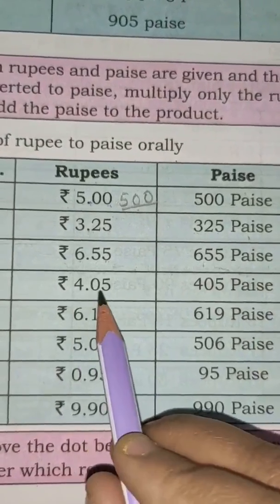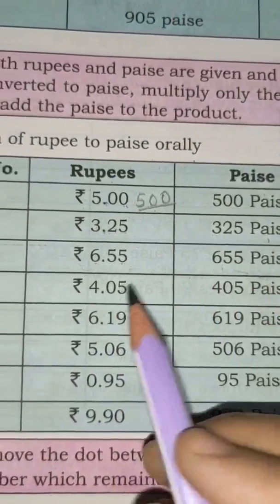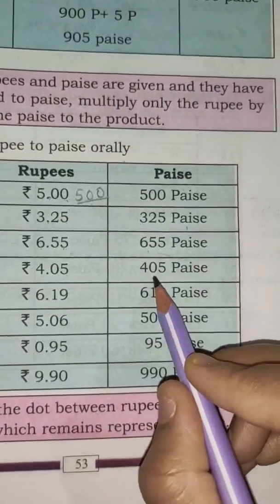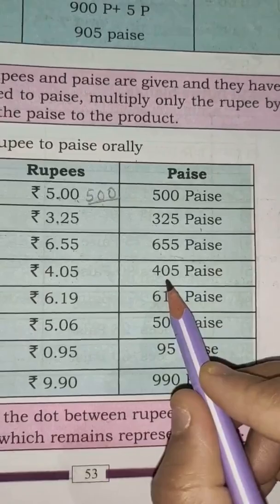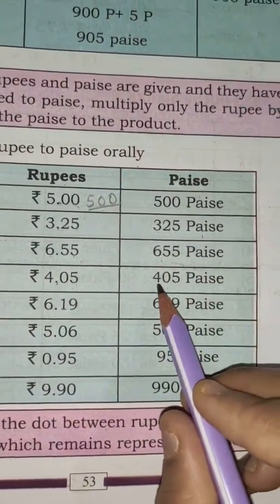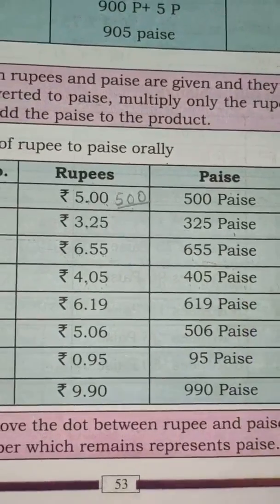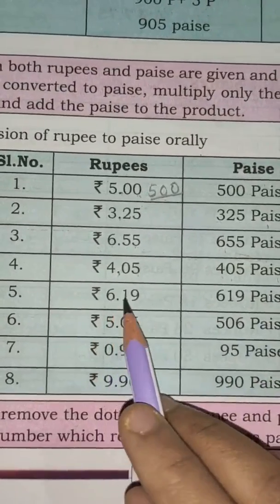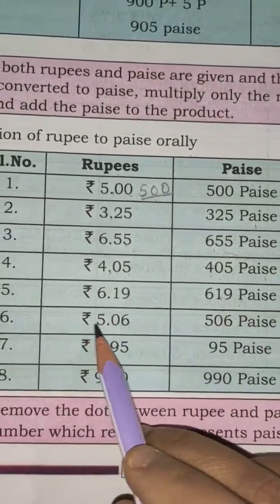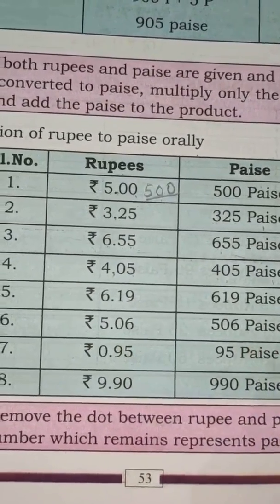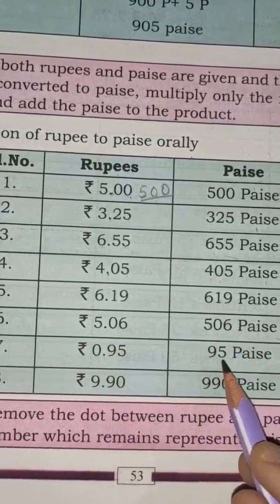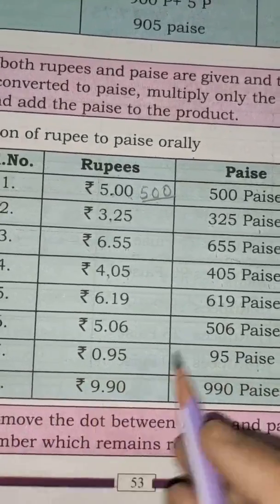In the same way, here 4 rupees 05 paise. So here, how to convert into paise? You have to remove this dot, so it will become paise. So 405 paise. Understood, children? So here 6 rupees 19 paise. Here 619 paise. 5 rupees 6 paise, 506 paise. Here 0 rupees 95 paise, 95 paise.